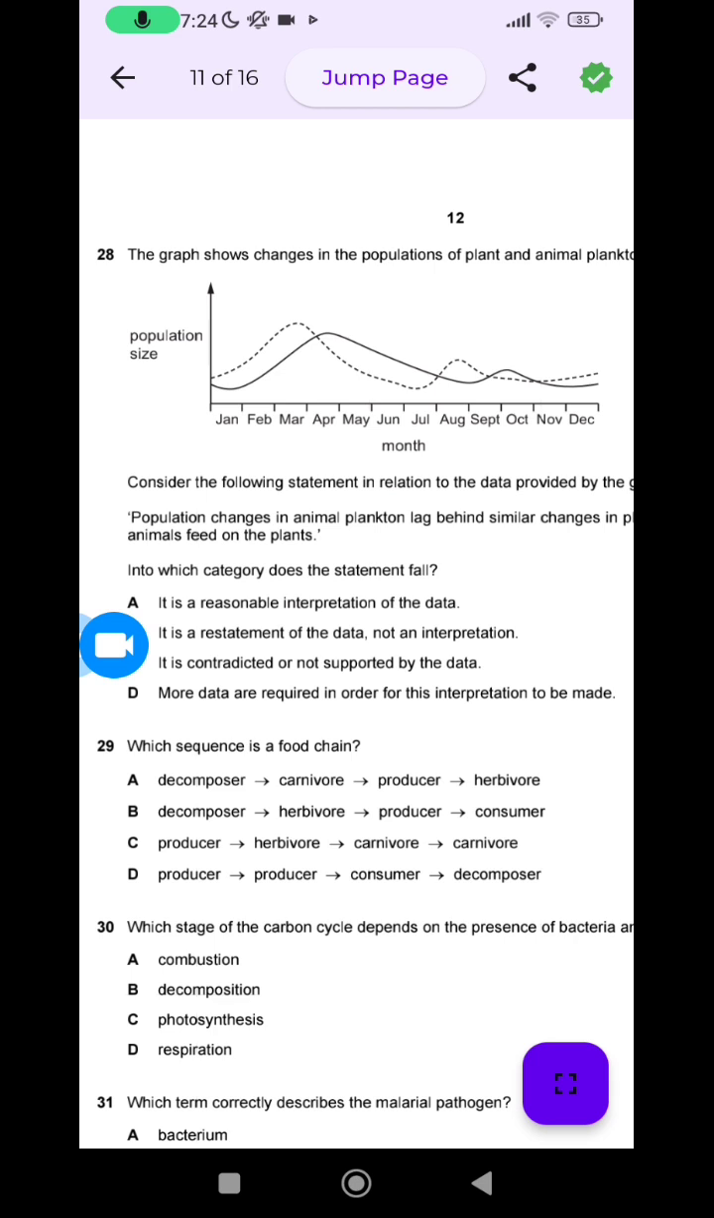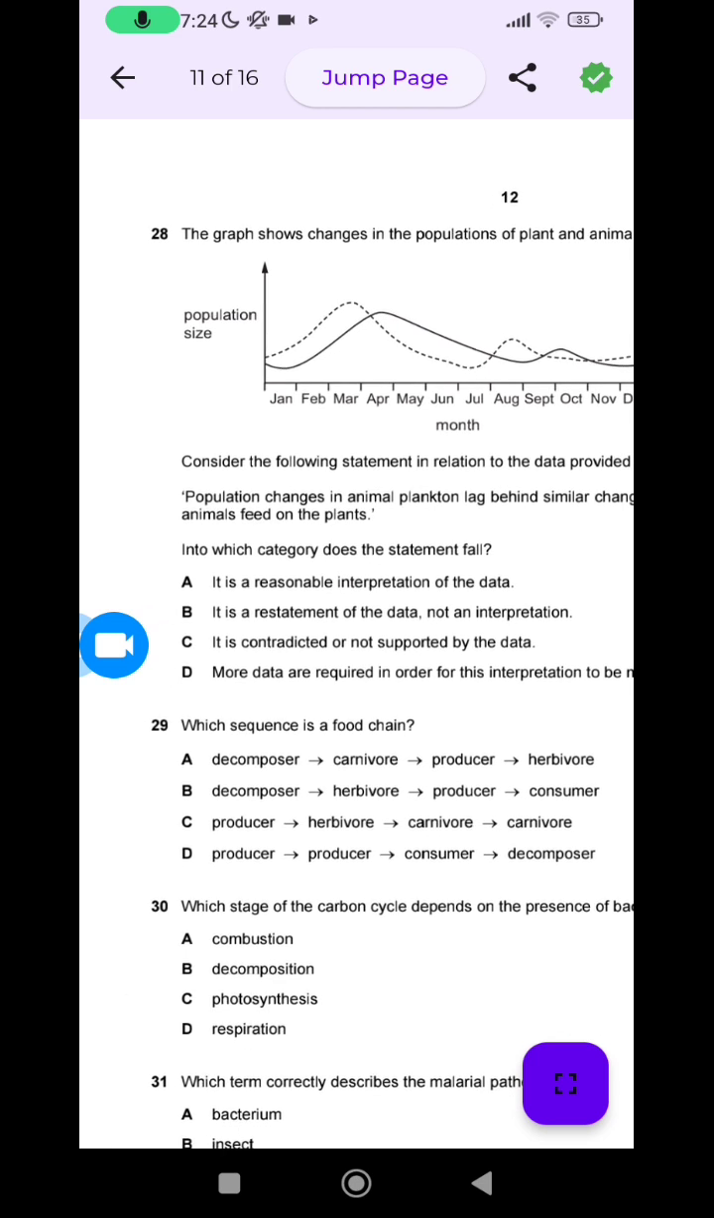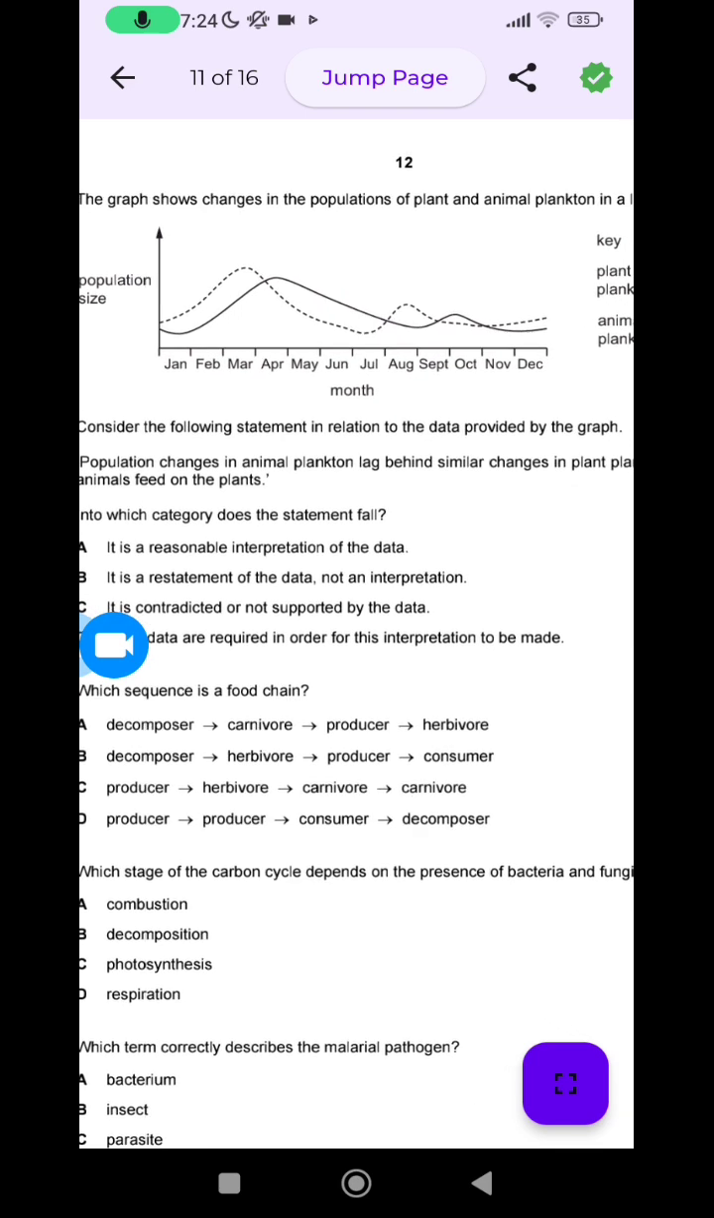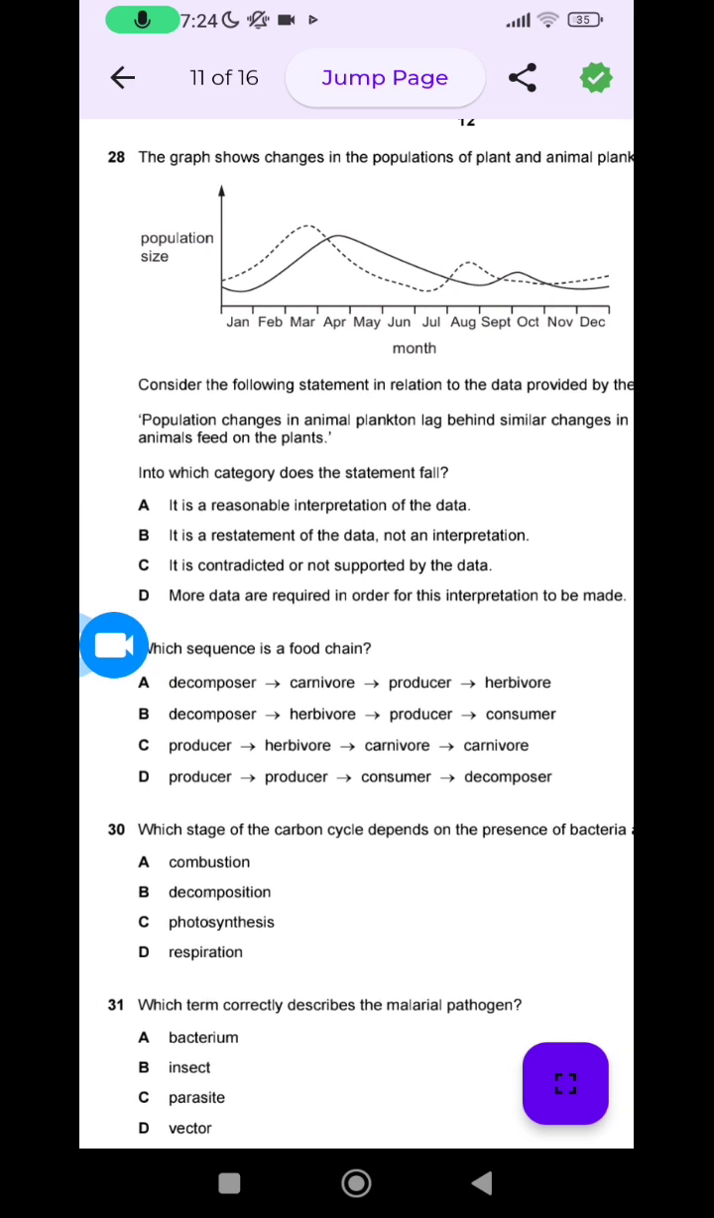To which category does this statement fall? A, it is a reasonable interpretation of the data. B, it is a restatement of the data, not an interpretation. C, it is contradicted or not supported by the data. D, more data is required in order for this interpretation to be made. Now, if you look at B, it is a restatement according to what the questioner says.